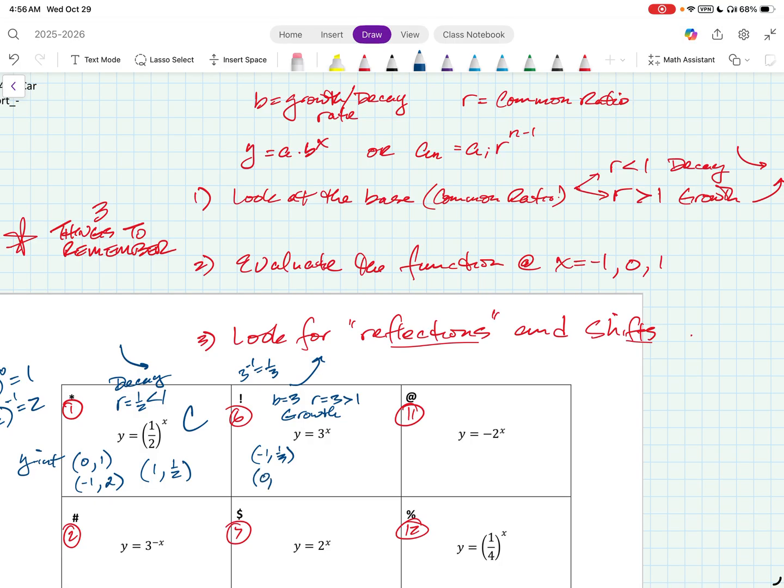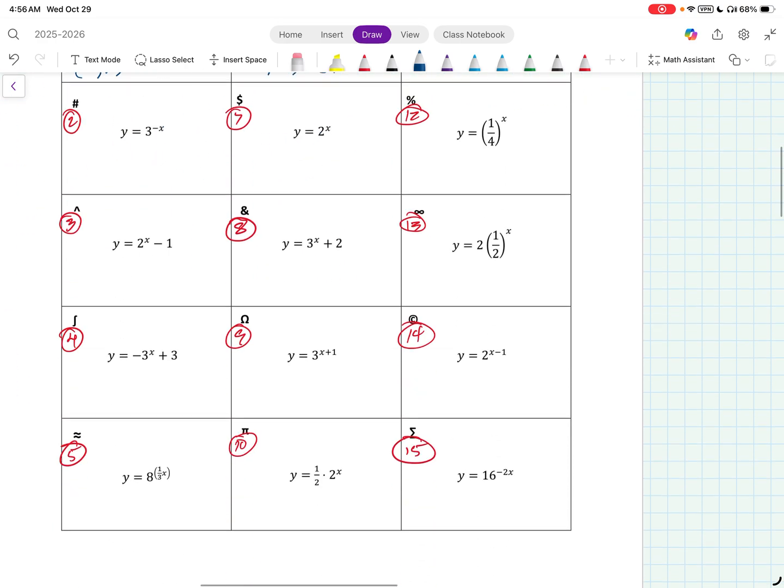Now at 0, where's the y-intercept? So 3 to the 0 power is 1. And then obviously, if you substitute 1 in there, 3 to the first power is 3. So we're looking for growth functions, and we're looking for a y-intercept at 1 or at -1, comma 1/3.